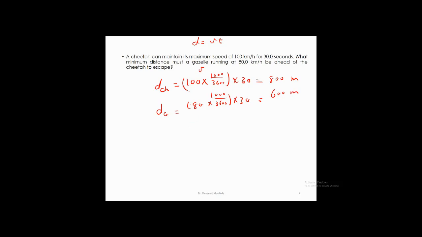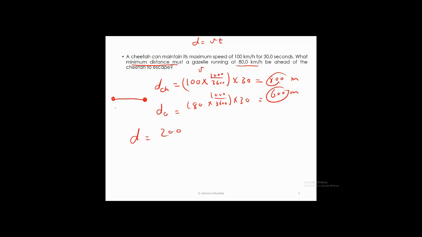نرجع تاني شباب. What the problem is all about. يقول لك what minimum distance must the gazelle that is running at 80 kilometer be ahead of the cheetah to escape. أقول له this distance would be this minus that. The distance the gazelle should be at the beginning, لما الشيتا كانت هنا and the gazelle كان هنا يا شباب. This distance should be minimum would be 200, علشان لما الشيتا تجري والجزل تجري ما تلحقهاش.